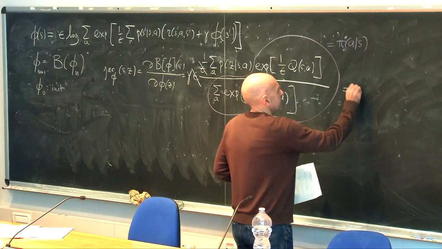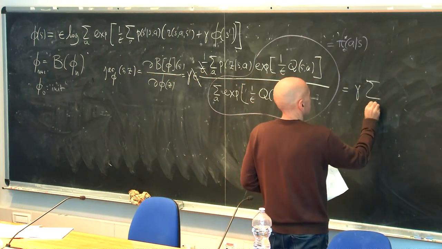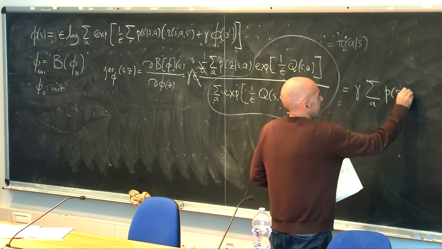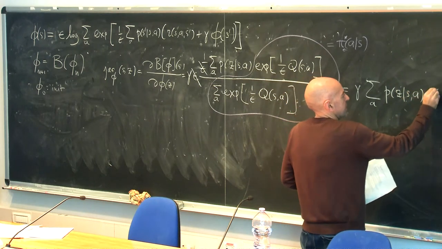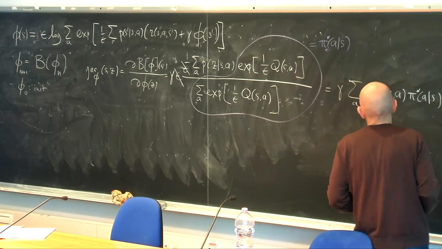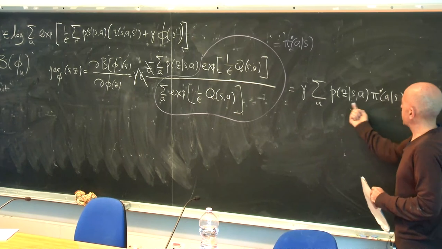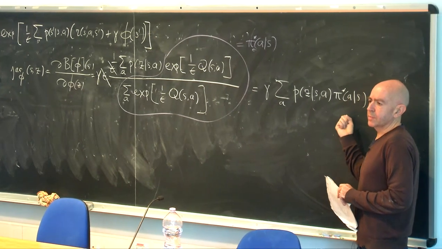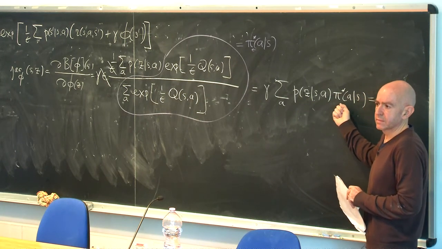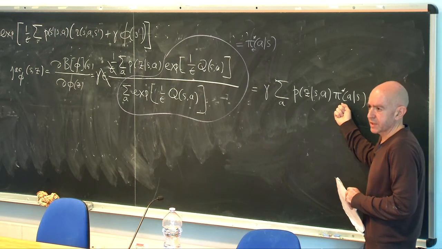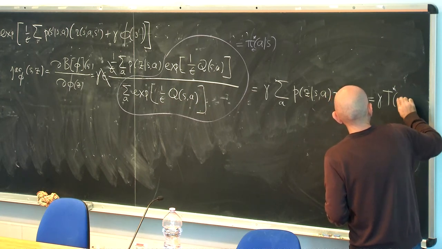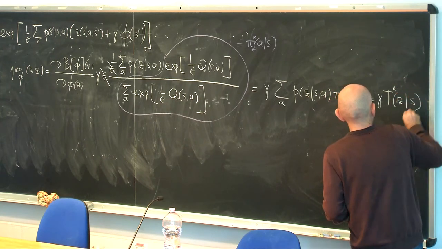So this thing overall becomes gamma times the sum over all actions of p(z | s, a) times pi star(a | s). Now what is this sum? This is the probability of going from s to z under the optimal policy. So it's a transition probability matrix. So it's gamma times the optimal transition probability matrix, which takes us from s to z.